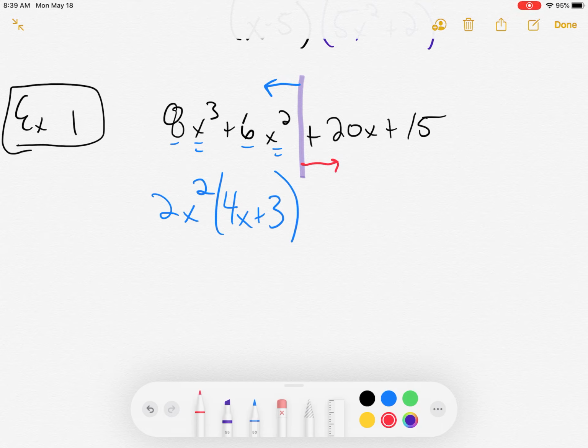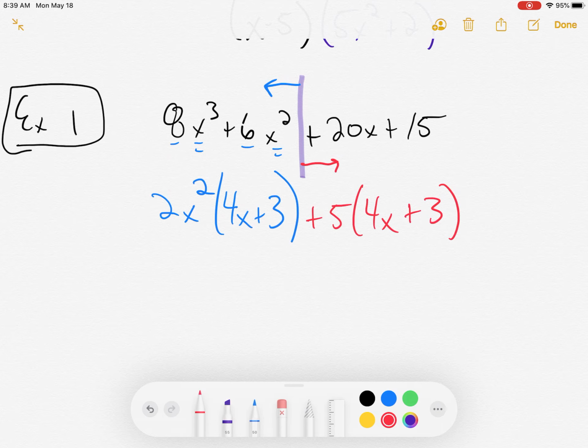Now I'm going to do the same thing to the right. 20x and 5. What can I take out of there? We can take out a 5, but it's a plus 5 because it's a positive 5 that I'm taking out. Now, what's 20 divided by 5? Well, it's 4x. Again, there's an x right here, so we got to have an x right here. Now, 15 divided by 5 is 4x plus 3.